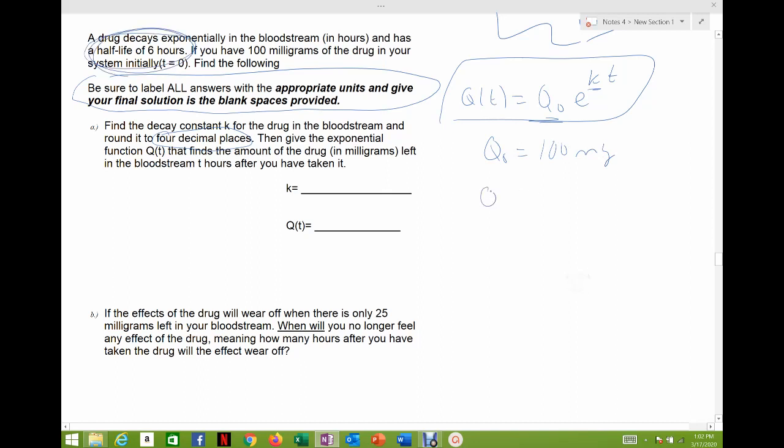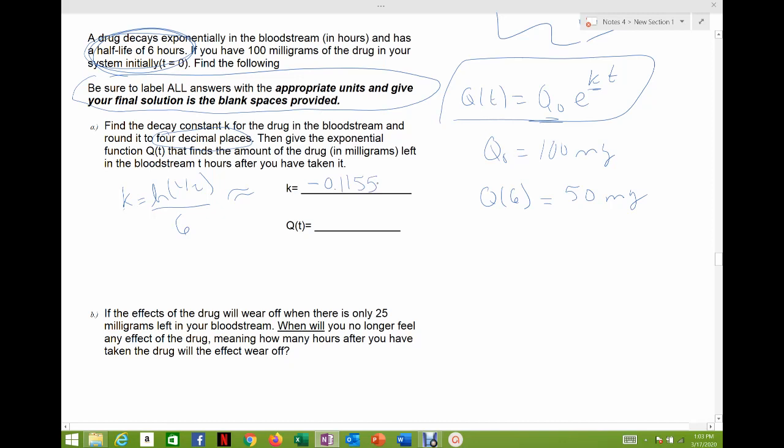They give us a half-life, right? We know that in 6 hours, Q of 6, I'm going to decay down to half of what I started with. So I'll only have 50 milligrams in 6 hours. So there are 2 ways to find k. Either you use the simple formula, k is equal to the natural log of 1/2, because it's a half-life, divided by the time it takes me to get there, which is 6, and then round to the appropriate decimal places. If you do that, it should come out negative, because it's declining.